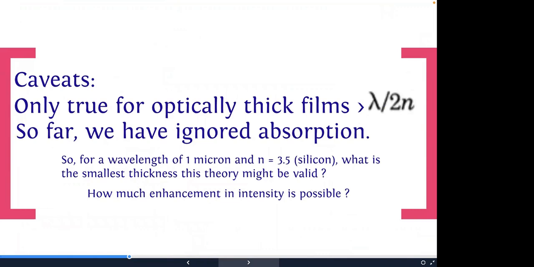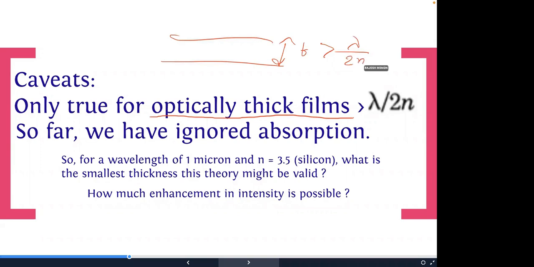Now, one thing we didn't talk about is that this concept is only valid for thick films. If they are too thin, you get interference, which we talked about about 2 weeks ago. So it has to be an optically thick film, which means that the total thickness of that textured film must be greater than lambda divided by 2 times the refractive index of the material. And we have to ignore absorption. There is no absorption in this material, which, by the way, is a problem, because if this is a solar cell, you want the light to be absorbed. So if we ignore absorption, that's already a bad thing. We'll introduce absorption later on.